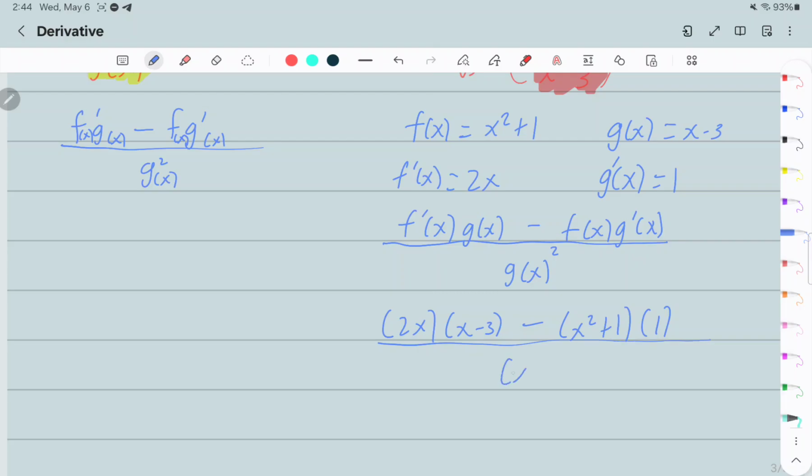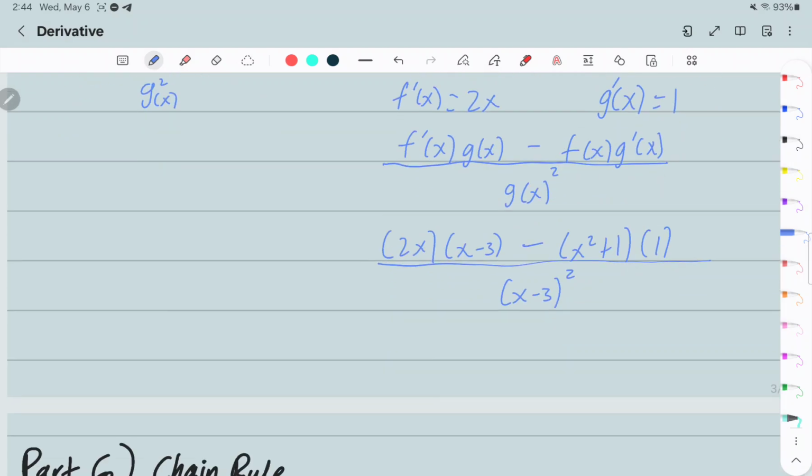G(x) is x minus 3, so it's going to be (x minus 3) squared from the formula. Now, if you want, you can leave it like that, and if they ask you to expand, you may expand and simplify to the fullest. It all depends on what question is being asked, because let me just simplify it to some extent for you guys.